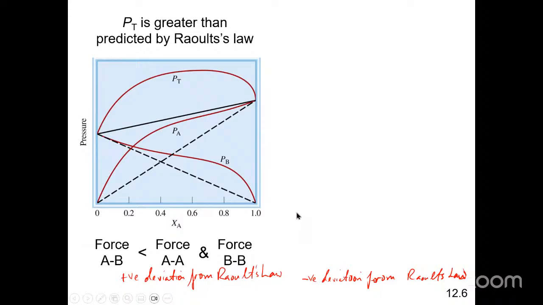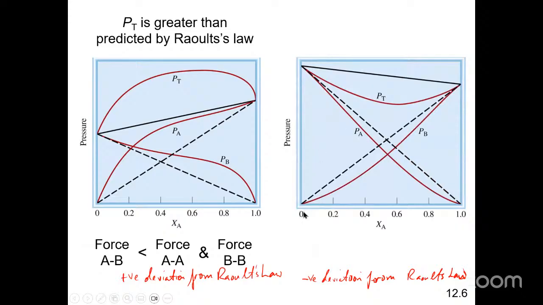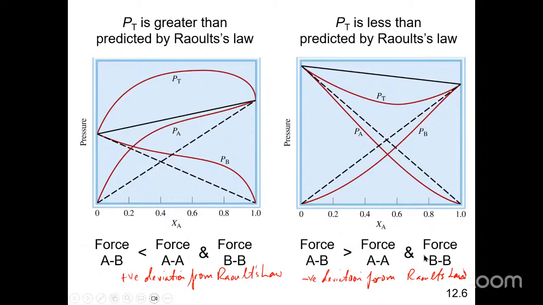On the other hand, other solutions will have this situation where the total pressure is on average less than what you'd expect for an ideal solution, right? In this particular case, this occurs because the intermolecular forces between the molecules in the solution are greater than the intermolecular forces between the molecules in the separate components, all right? So we call this situation a negative deviation from Raoult's law, right?